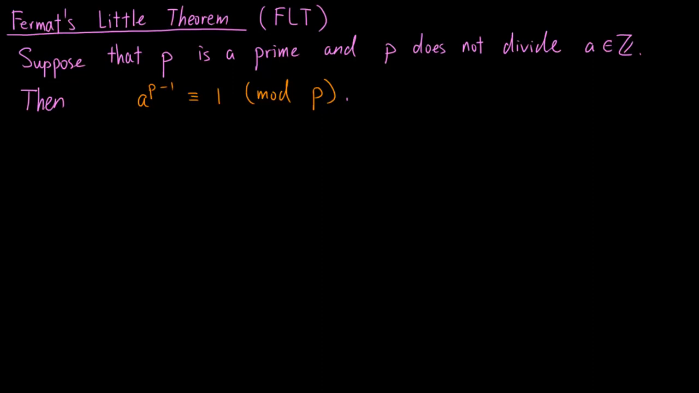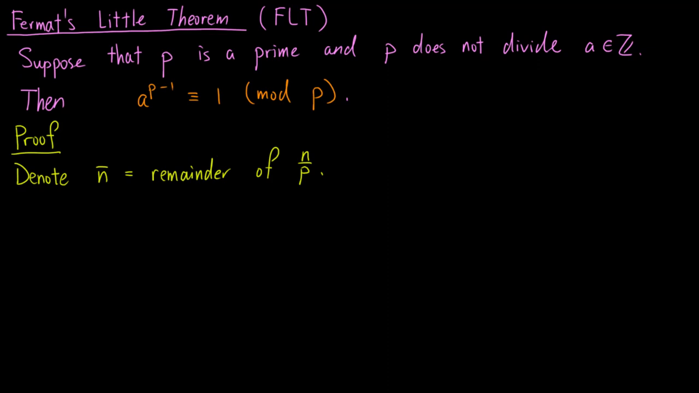In this video, we discuss Fermat's little theorem. It states that if p is a prime number and it does not divide an integer a, then a to the p minus 1 is congruent to 1 mod p.